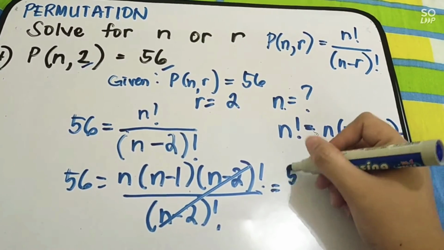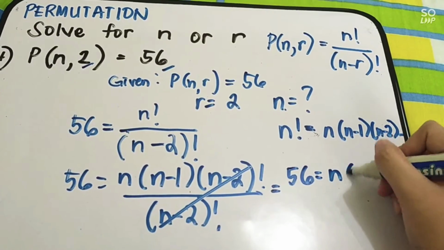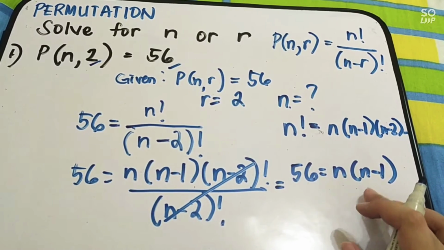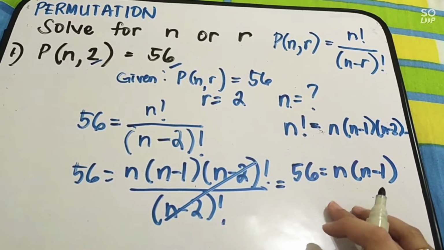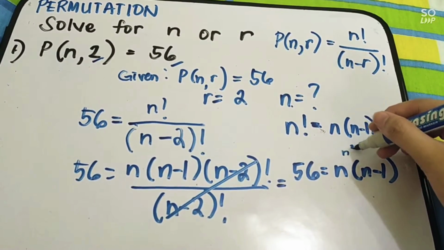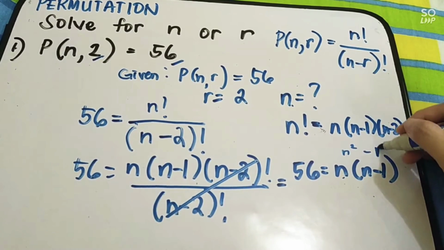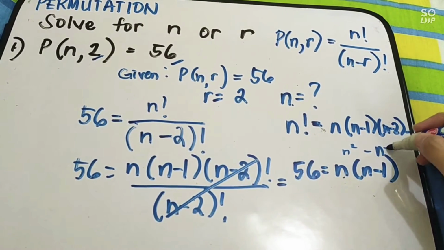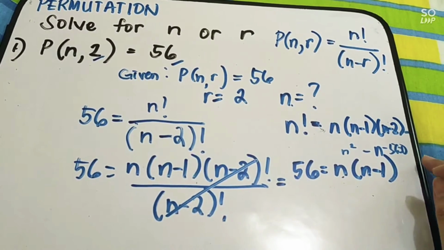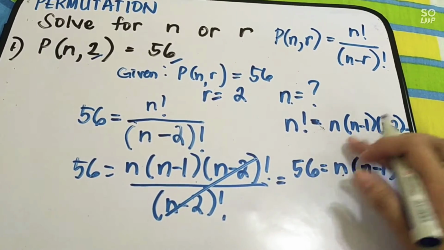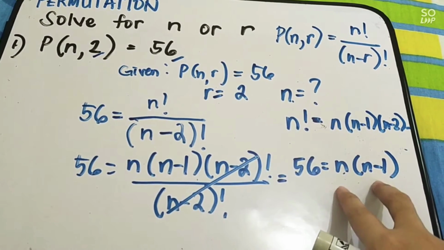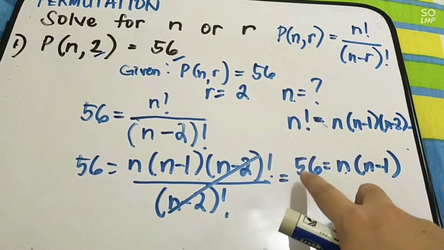56 is equal to n times n minus 1. You can compute this by using a quadratic equation. Why quadratic equation? Because this becomes n squared minus n times 1, that is negative n. Then transpose 56 to the other side, becoming negative 56 equals 0. Then you can do trial and error. Is it clear? Or you can think of two consecutive numbers that you are going to multiply to get 56.